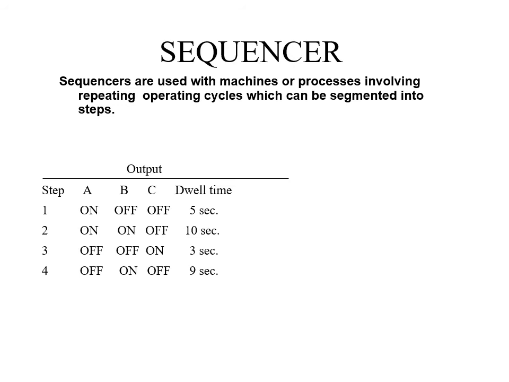So for step 1, A is on, B is off, C is off, and it will last for 5 seconds. Step 2, A is on, B is on, C is off, and it will last twice as long as the first step, so it will last 10 seconds. Step 3, off, off, on, it will last only 3 seconds. And lastly, for step 4, output A is off, output B is on, and output C is off, and it will last for 9 seconds. So this is the basic operation of sequencers.